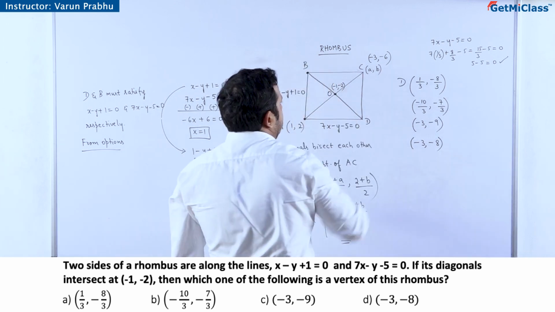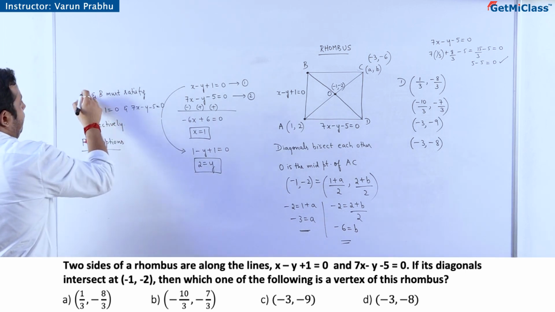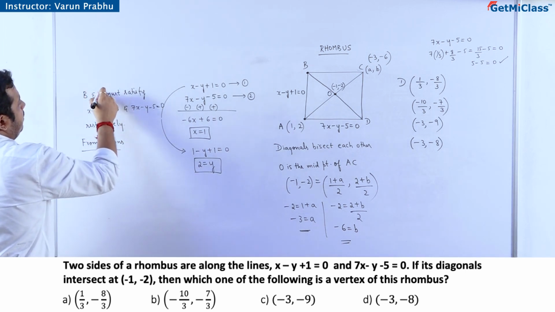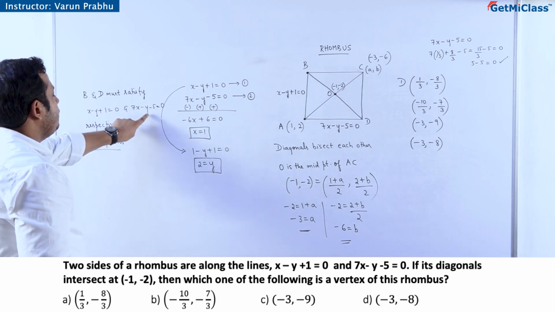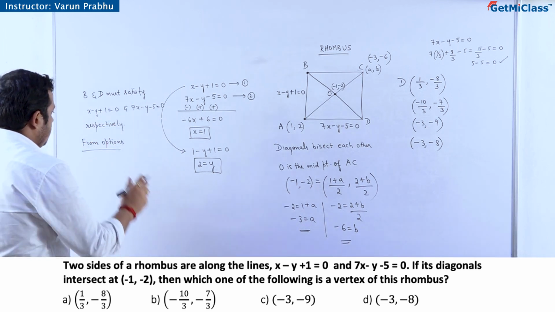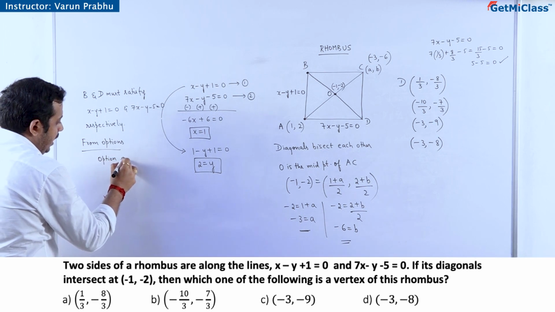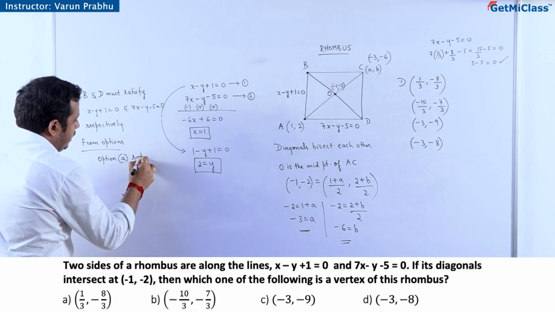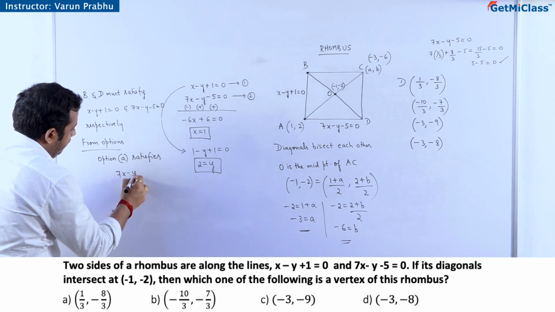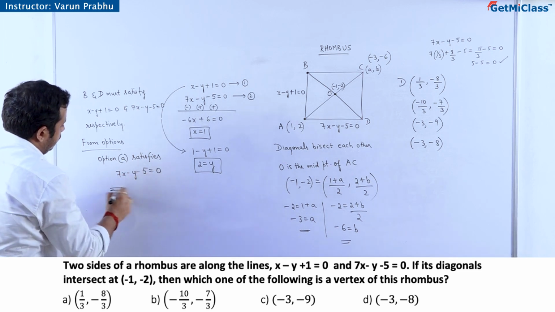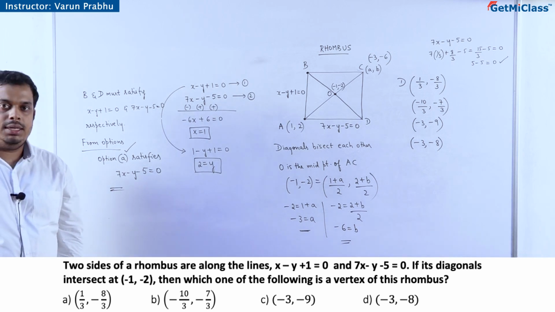Is it okay? So the points B and D must satisfy x minus y plus 1 and 7x minus y minus 5 is equal to 0, from the options. Option A satisfies 7x minus y minus 5 is equal to 0. So what will be the answer to the question? The answer to the question will be option number A. That's the answer to the question.